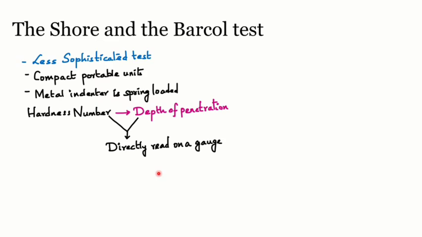So these are going to be compact portable units. So here a spring-loaded metal indenter is going to be used. The hardness number will depend upon the depth of penetration and can be directly read on the gauge. So the application is mainly in measuring the hardness of rubber and plastic materials used in dentistry. So this is where the hardness test is going to end.